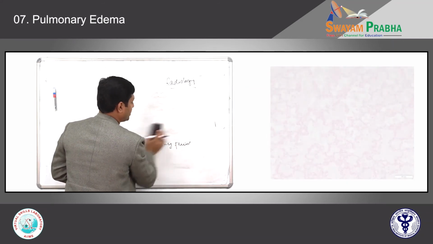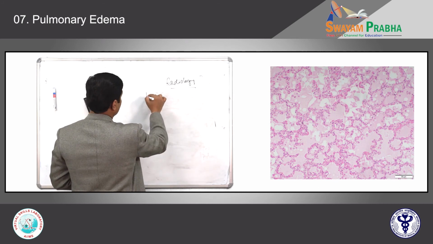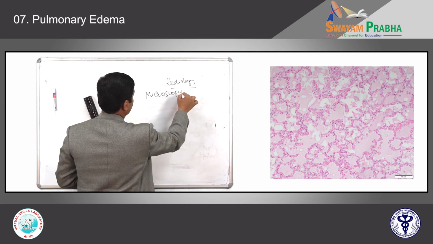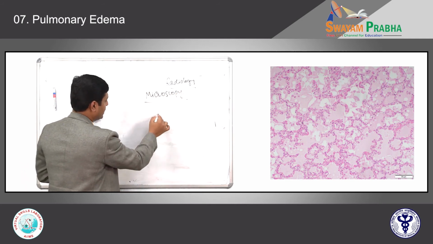If you take microscopic sections of pulmonary edema, how does it look? Let's see about microscopy. Microscopy means histological examination. Nothing. You will have alveoli.